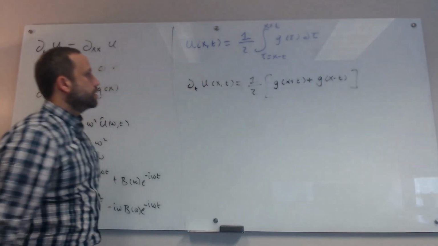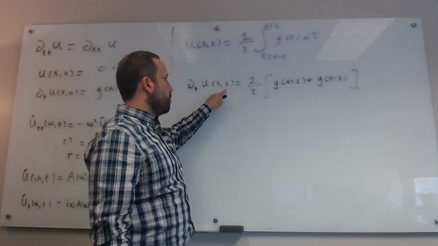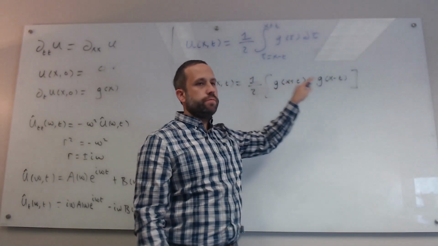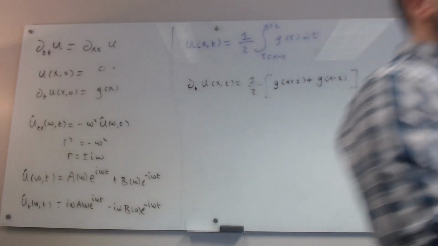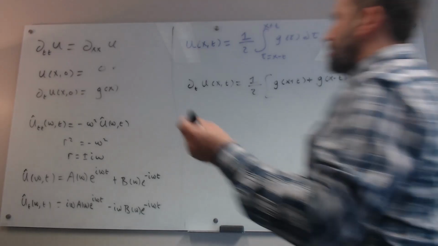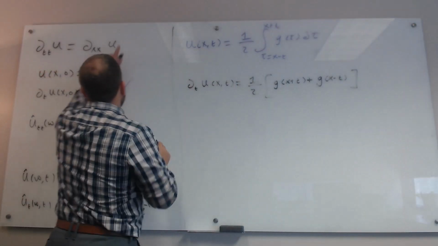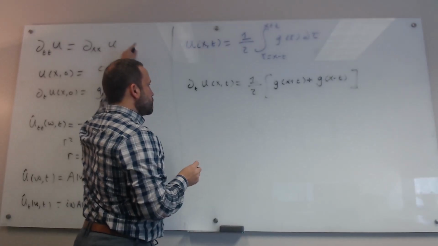Now notice if you plug in t equal to 0, you get 1/2 g of x plus g of x, which is equal to g, and so this does satisfy that other initial condition. And so yes, this is satisfied. But now I'm still in the middle of checking whether or not it satisfies the PDE.